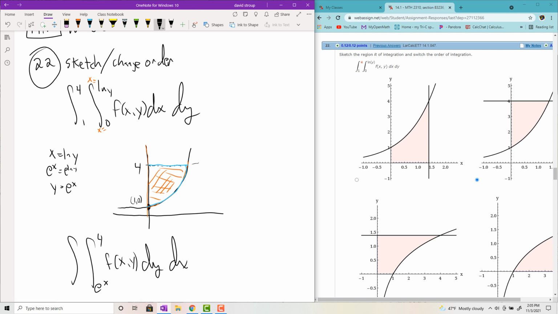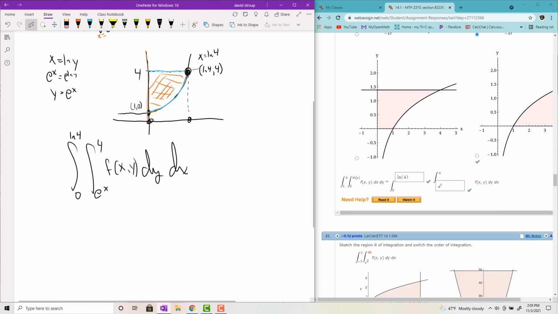And on the x-axis, I'm going to go from 0 to whatever this point is on the x-axis, right? So that point there is going to be what? So x will equal ln of 4, right? So the ordered pair is ln 4, comma 4. Okay, so on the x-axis, I'm going from 0 to ln 4, and there's my other integral. Okay, let's look at 26.